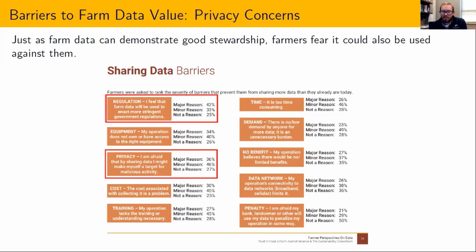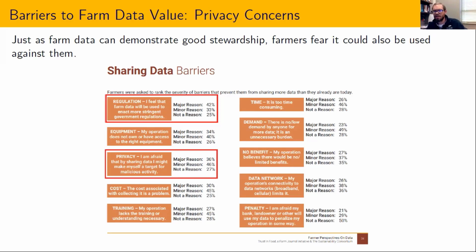An organization called Trust in Food and the Sustainability Consortium did their own survey. This was more recent, I think it came out last year, where they asked farmers about some of the major deterrents to sharing farm data. So here they said, just rank these different issues by whether it's a major reason, a minor reason, or not a reason at all for not sharing your farm data. Regulation came up as their number one. It says, I feel that farm data will be used to enact more stringent government regulations. That was the one that had the most people saying it was a major concern.